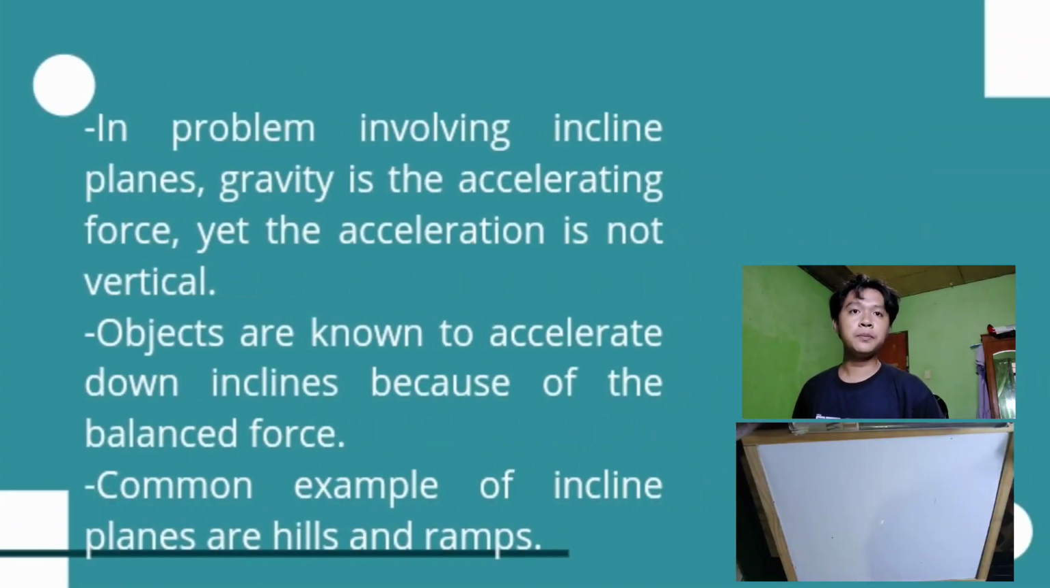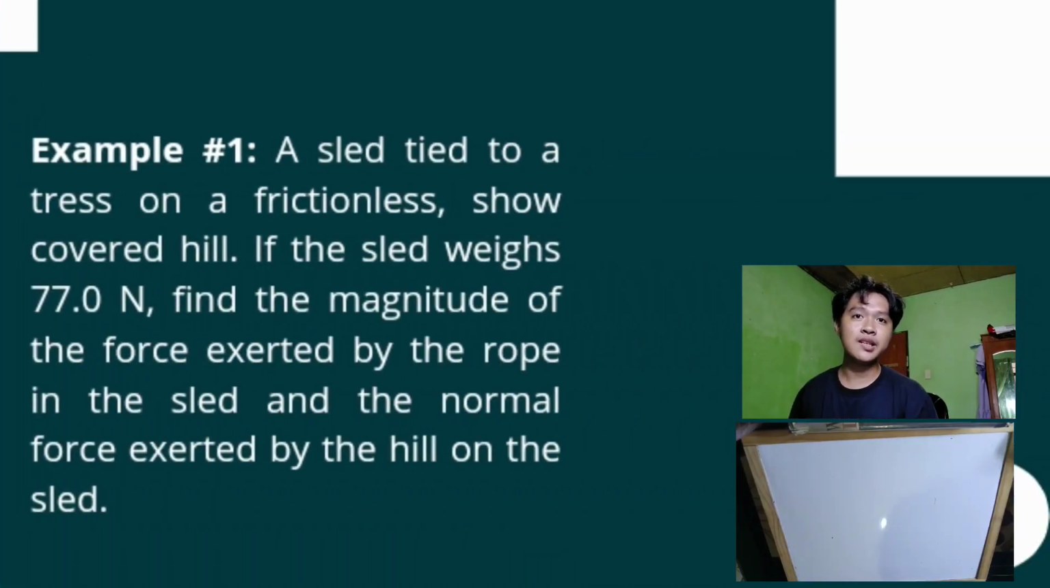In problems involving inclined planes, gravity is the accelerating force, yet the acceleration is not vertical. Objects are known to accelerate down inclines because of the unbalanced force. Common examples of inclined planes are hills and ramps. For example, a sled is tied to a tree on a frictionless snow-covered hill. If the sled weighs 77.0 Newton, find the magnitude of the force exerted by the rope on the sled and the normal force exerted by the hill on the sled.